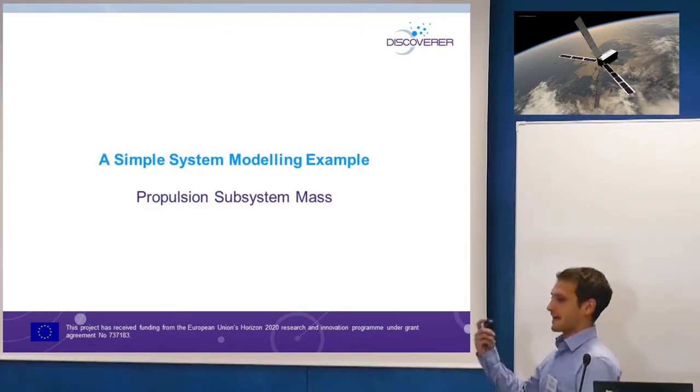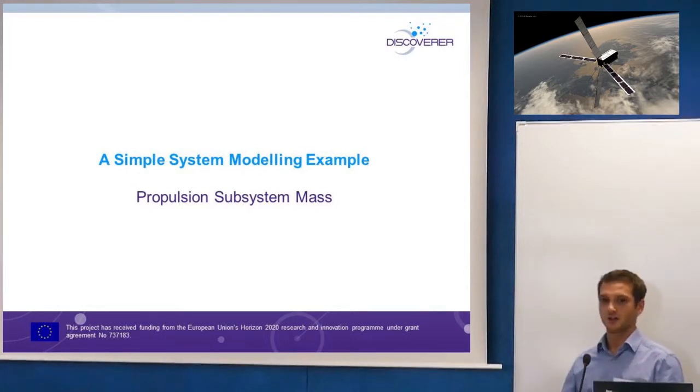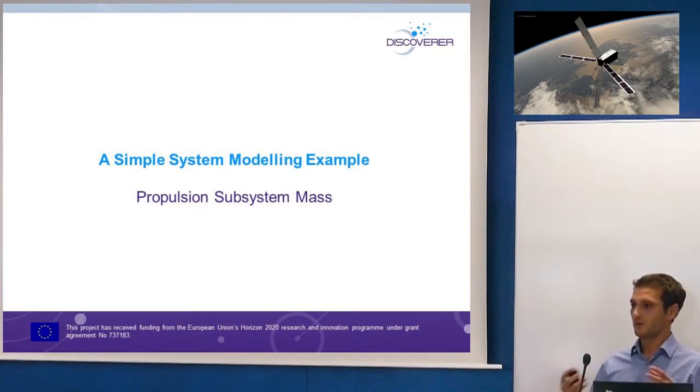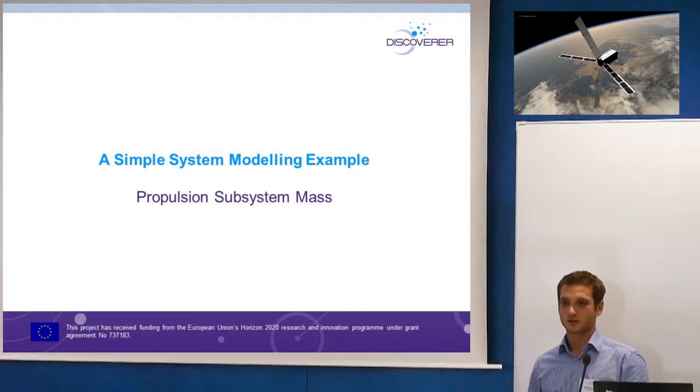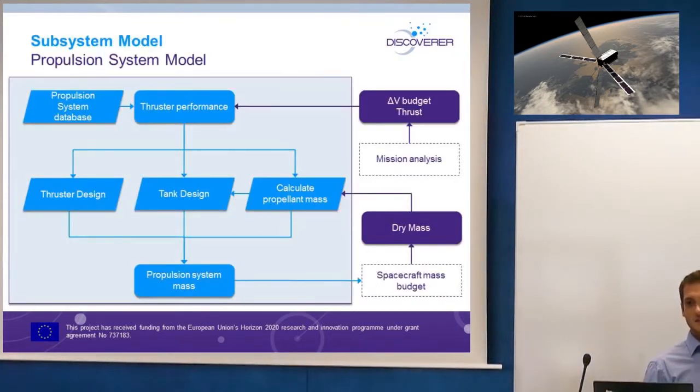So now I'm going to present a quick example of a system modeling process for a propulsion subsystem, particularly for the mass of the system. We could look at power, we could look at the thermal effects, we could look at the structural, and across all of our different subsystems, we would work to put these together to look at the overall view of a spacecraft or system. But in this case, I'm just going to look at propulsion and the mass of that system. So this is a representative diagram of that system.